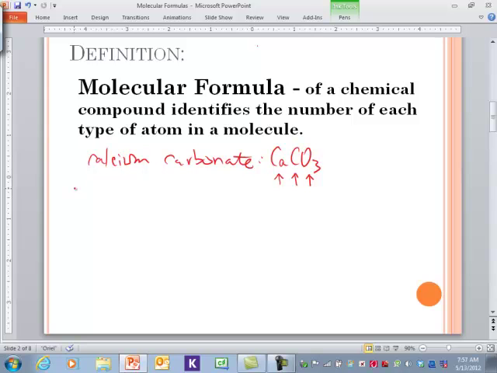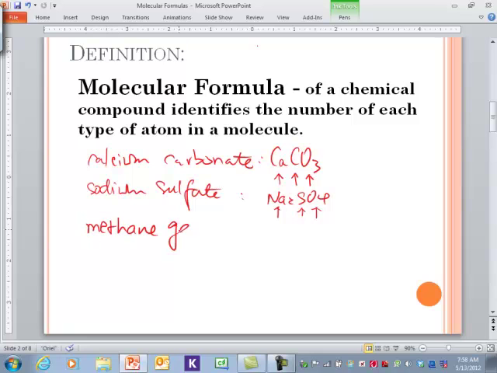And let's talk about some other examples. Let's see, sodium sulfate. Sodium sulfate would have a molecular formula of Na2SO4. Each unit will have 2 sodium, 1 sulfur, 4 oxygen. And one of the very common fuel types you encounter will be methane gas. And we'll have a formula of CH4. You'd have 1 carbon, 4 hydrogen. Those are the ones.